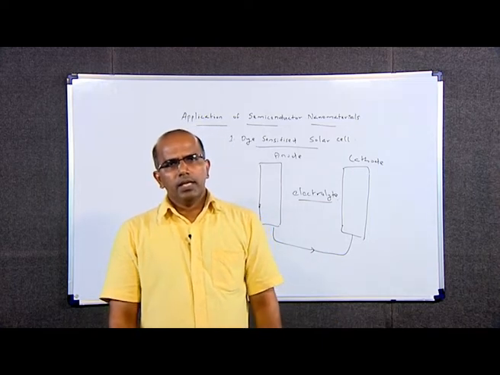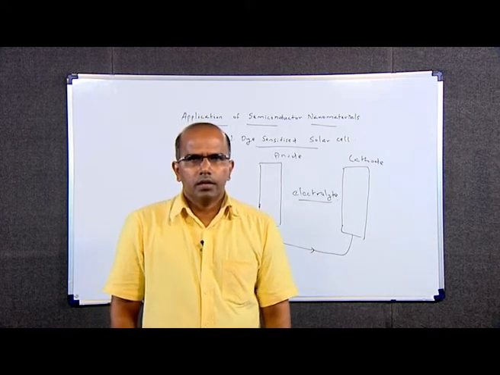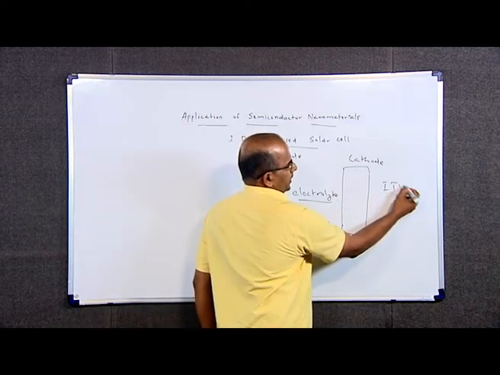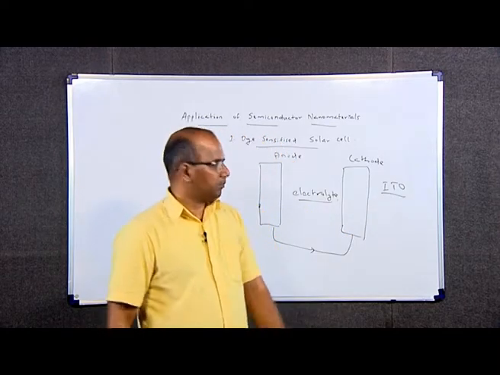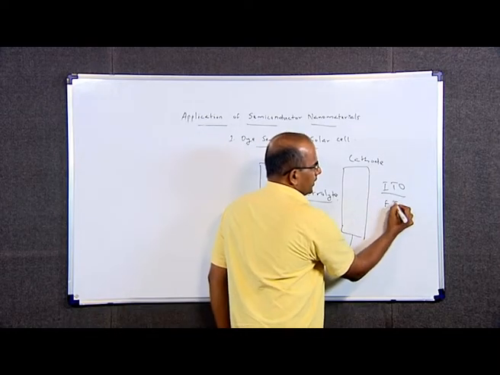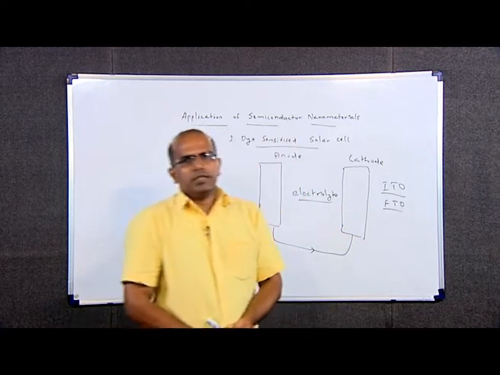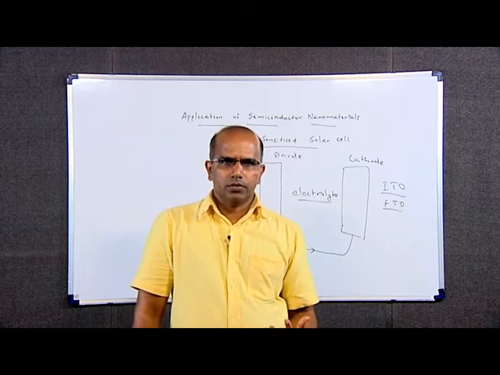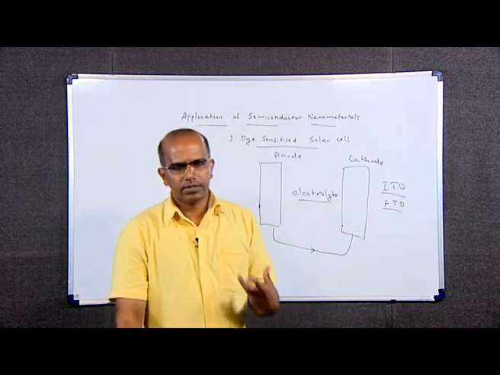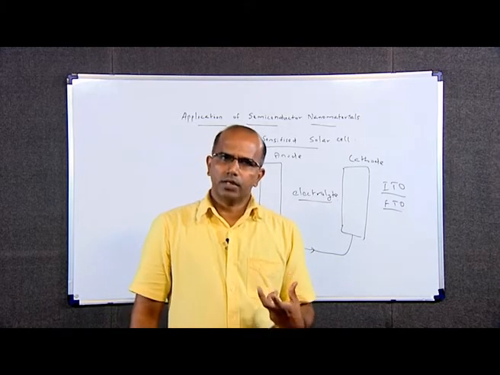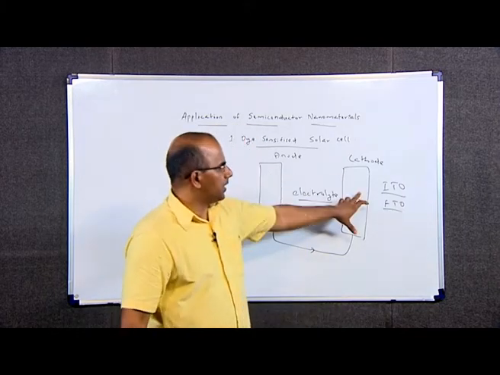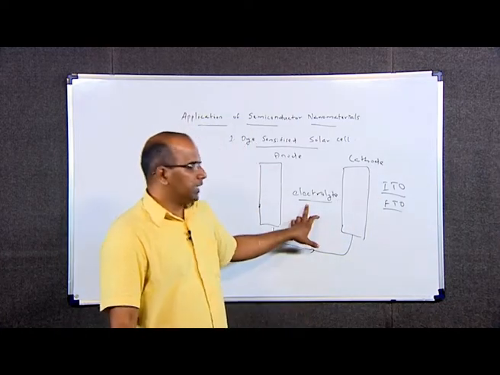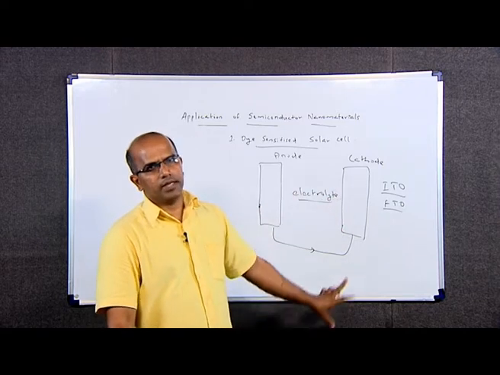So, mainly the anode and cathode are made up of ITO or FTO plate. ITO means indium tin oxide and FTO means fluorine tin oxide. They are conducting surfaces, so they can pass the electron, because we have to produce the electricity. Electricity means the passage of electrons. So, this anode and cathode are made up of ITO plates, and you have the electrolyte in between the anode and cathode.